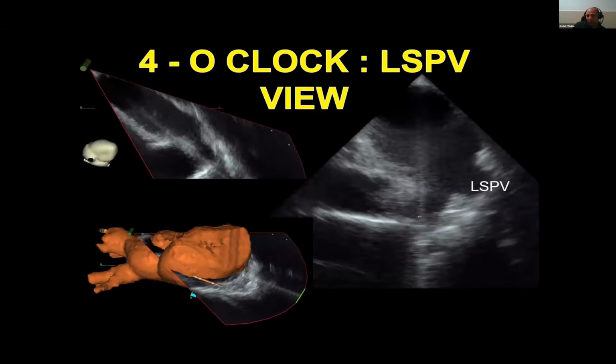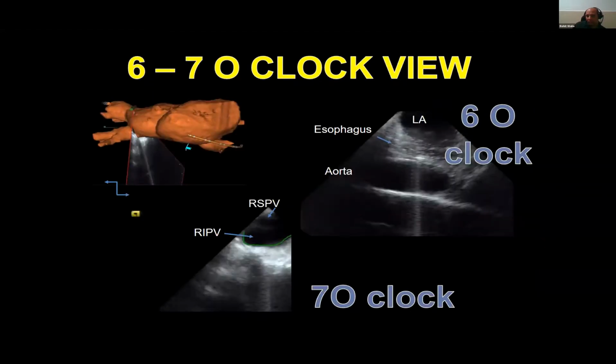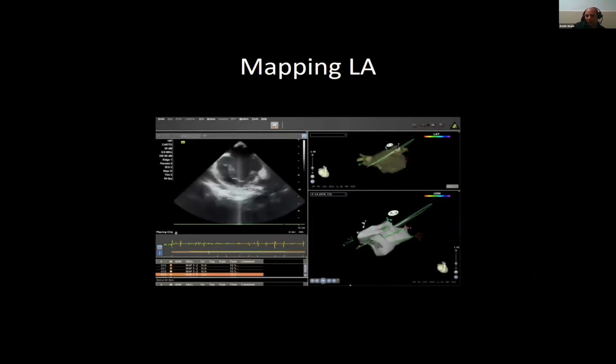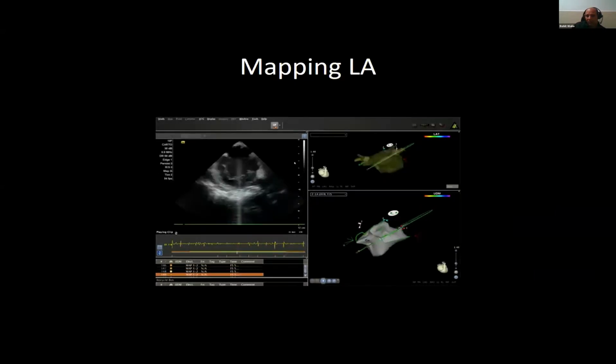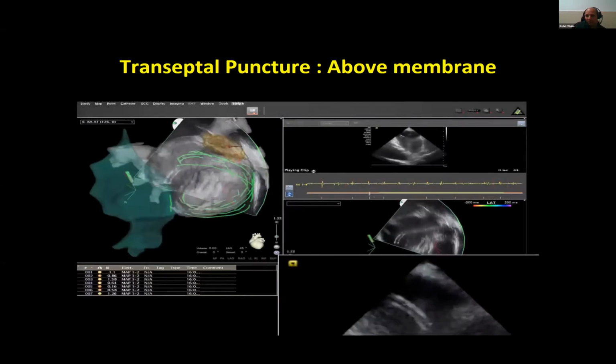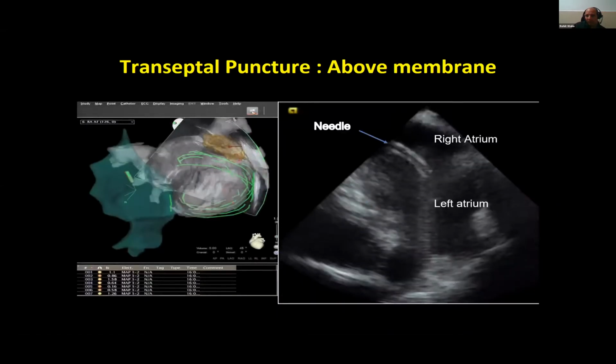So you can see the pulmonary veins and also the important structure which we need to take care of is the esophagus, which is just posterior to the left atrium. While ablating in the left atrium, we can damage the esophagus, which can lead to life-threatening complications because of esophageal injury. There can be a fistula. So we use continuous temperature monitoring to prevent the injury. So with ICE, we can do mapping, and we can do transseptal puncture above the membrane.